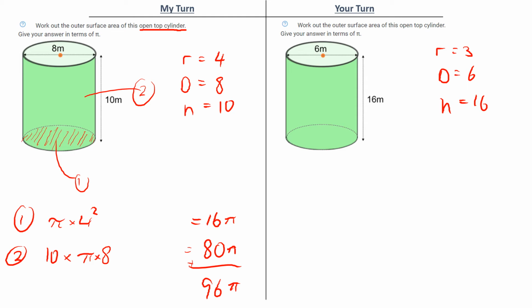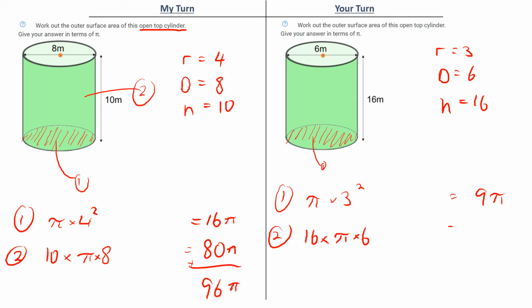Okay, so this time we've got a radius of 3, diameter 6, height of 16. To calculate the circle on the bottom, let's call that 1, we do pi times radius squared, pi times 3 squared, which is equal to 9 pi. And for the rectangle, we've got a height of 16 times the circumference of the circle. Remember, the length of the rectangle, when we flatten it out, will be the circumference of the circle, so pi times d. So that's going to give me 96 pi.